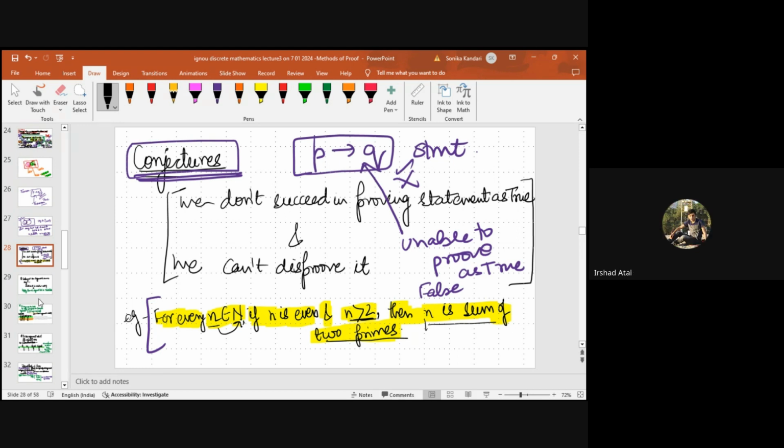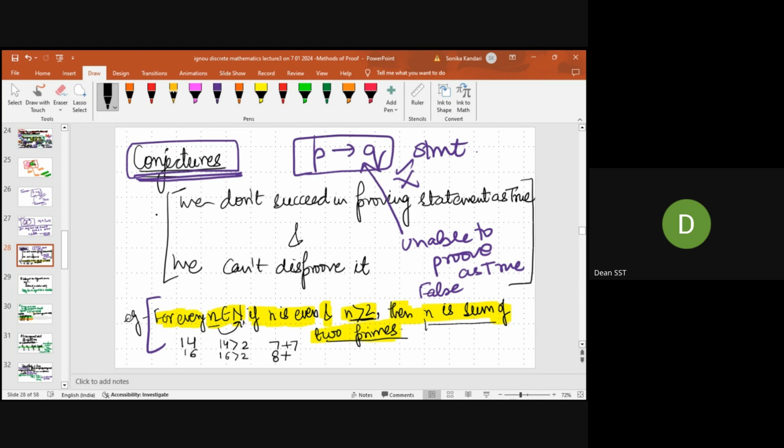14, 7 plus 7. 14 is an even number, and 14 is greater than 2, and 14 is the sum of two primes, 7 plus 7. Okay, fine. Any other number? Suppose I have 16. Now, tell me. 16 is even? Yes. 16 is greater than 2? Yes. And is 16 the sum of two primes? Yes or no?